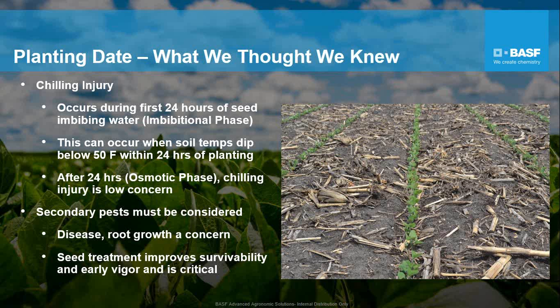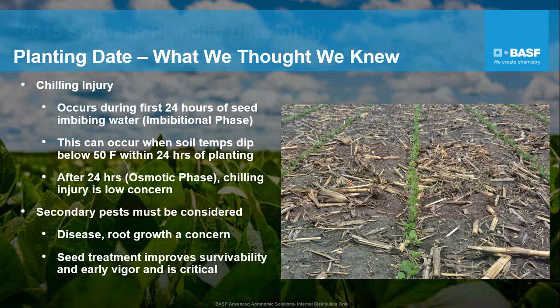So if you look at what we thought we knew, if we have those temperatures below 50 degrees in the first 24 hours, the thought was you're at risk for chilling injury, which could potentially influence your final stands later in the year. Now, after the first 24 hours, soybean goes into what we call the osmotic phase. At that point, basically, it's going to drink water as it deems its temperature appropriate. Chilling injury becomes less of a concern at that point.